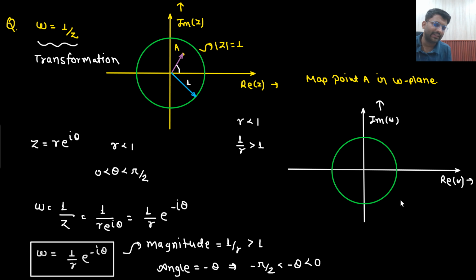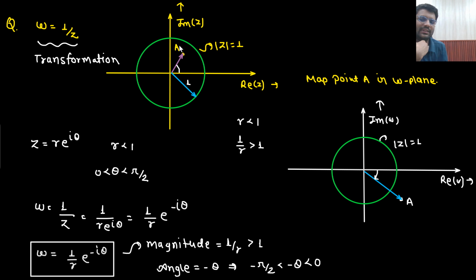Let's just say if this is my A, then let's talk about it. This is your vector A. What is the length? Length is greater than 1, no, because this is your unity circle, mod of z equals to 1. So this length is surely greater than 1. And what is the angle? The angle that is made is minus theta. That means the angle is also between 0 to minus pi by 2.